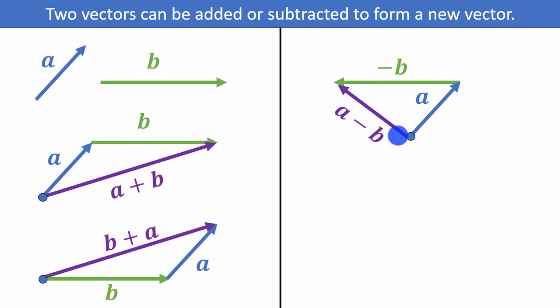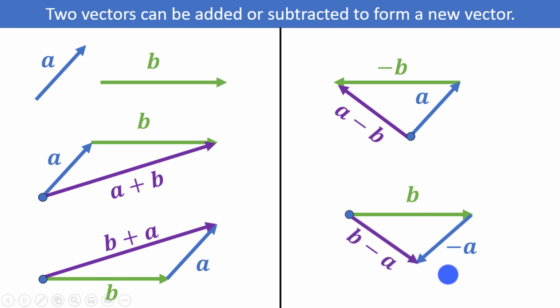Now, for the subtraction of vectors, the order does matter. So if we had B minus A, that would look something like this. The vector B minus A would be the vector that starts right where B started and ends right where negative A ends, if negative A was to start right where B was to end. This is the vector B minus A, which is actually the same as A minus B, except the direction is reversed.